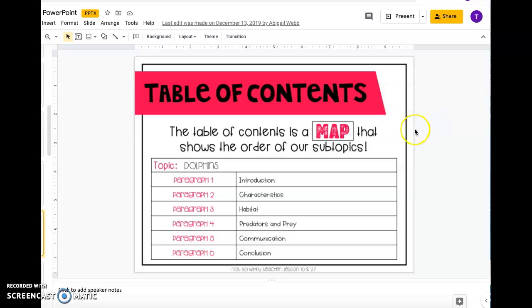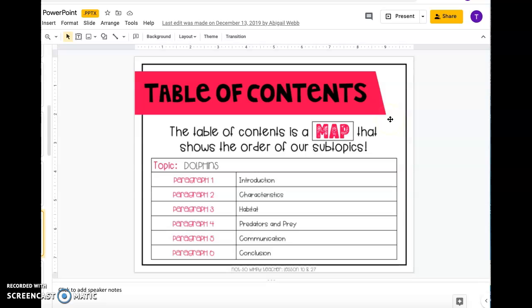So today what you're going to do is take your subtopics and put them into a table of contents. A table of contents tells the reader what the subtopics are that they will find in the report and in what order they will be written in. So the table of contents is like a map that shows the order of the subtopics.